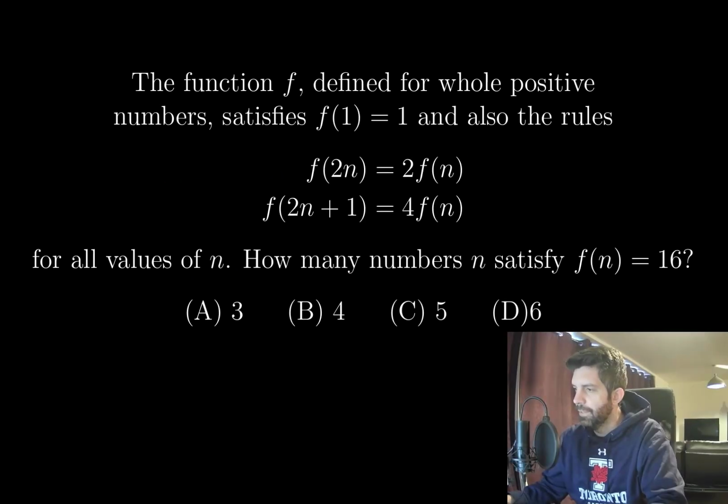The function f, defined for whole positive numbers, satisfies f of 1 is equal to 1, and also the rules f of 2n is equal to 2f of n, and f of 2n plus 1 is equal to 4f of n, for all values of n. How many numbers n satisfy f of n is equal to 16? 3, 4, 5, or 6?